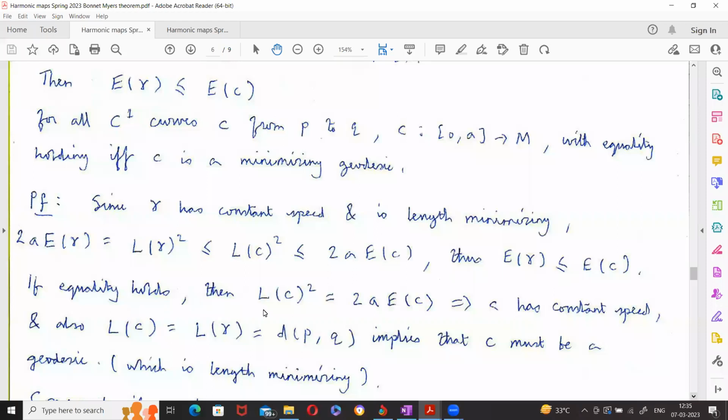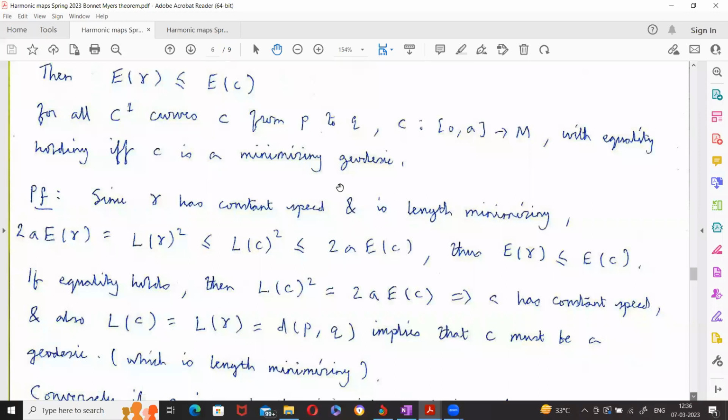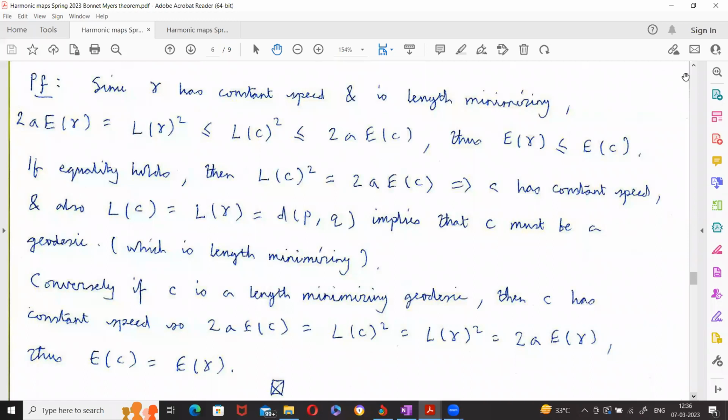Now, if equality holds, then these two are equal. The length of c squared has to equal twice a times the energy of c. So that means that c has constant speed, and also the length of c has to equal the length of gamma, because you have equality here, and that's equal to the distance pq. So c has constant speed and is length minimizing, therefore it is a geodesic. Okay. So constant speed, length minimizing curves are geodesics, right? So therefore, any minimizer of the energy will also be a length minimizing geodesic, right?